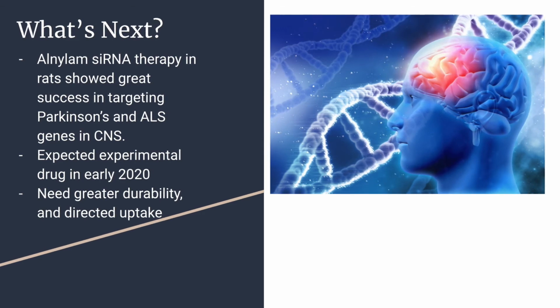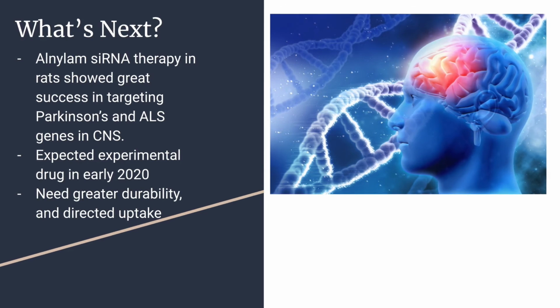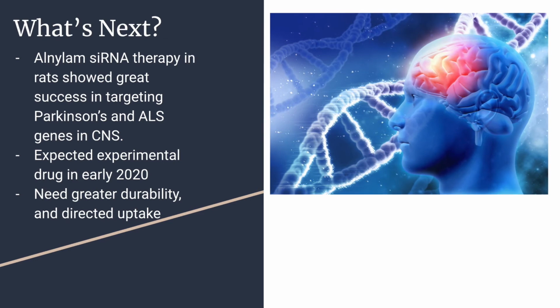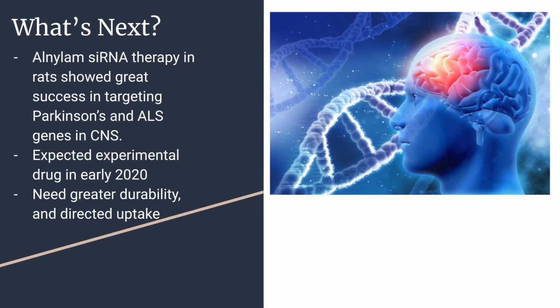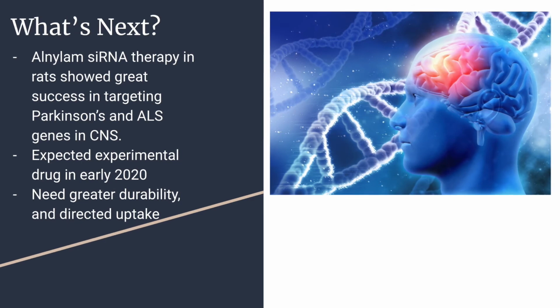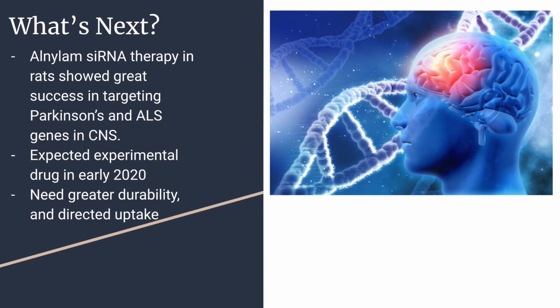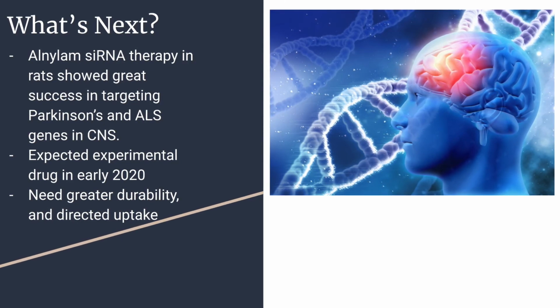And it's shown great success at targeting the ALS and Parkinson's genes in the central nervous system of these rats. And these rats have models for the central nervous system that are very similar to that of humans. So it's a very good discovery to have made. And because of that, they're expecting an experimental drug to be available in early 2020.